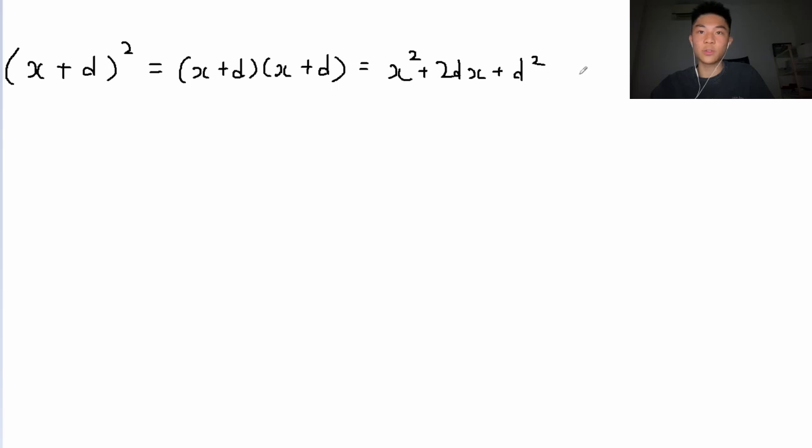So that's what completing the square is. We want to manipulate our equation into x² + 2dx + d² so that we can rewrite it into (x + d)².